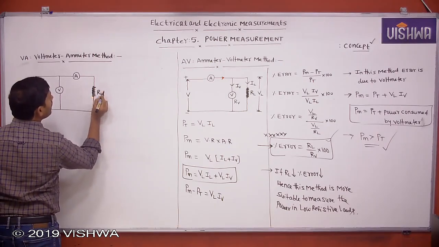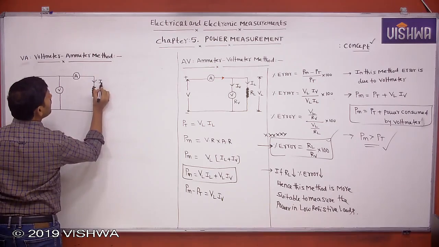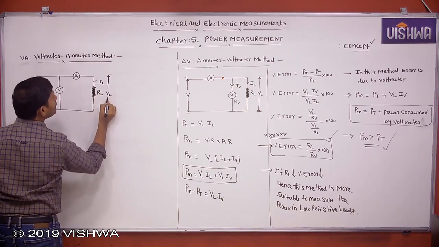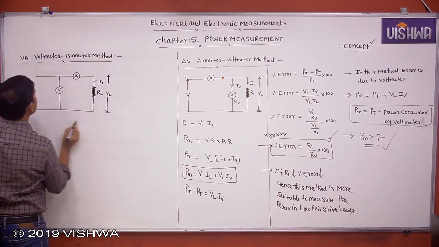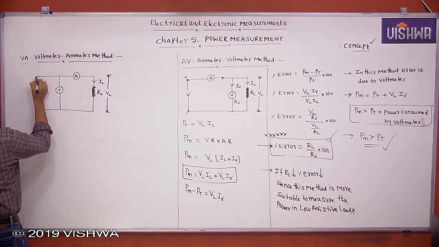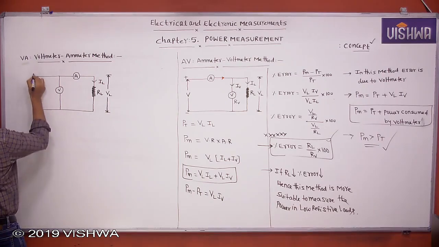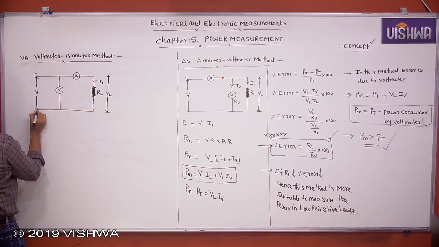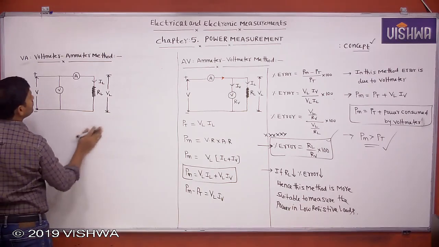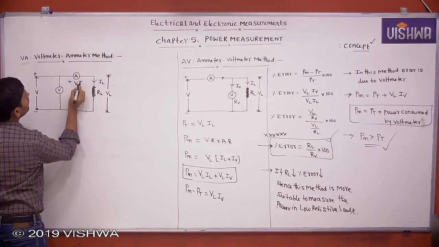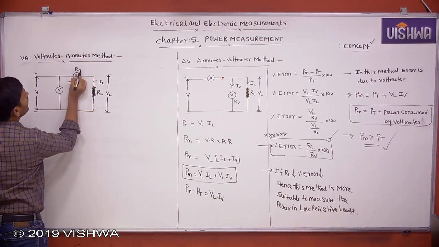Okay, this is RL. This is IL. Let the voltage across the load be VL. The supply voltage is V. This is plus, minus. Let the voltage across the ammeter be VA. The input resistance of ammeter is RA.